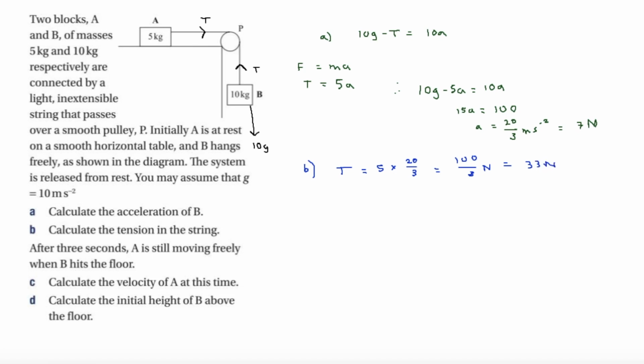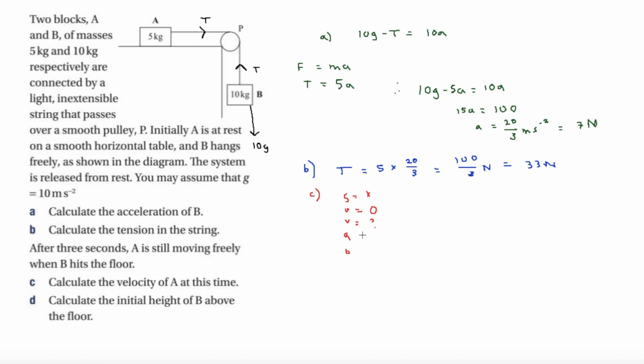Then for C, it asks us to calculate the velocity of A at this time. So this is a SUVAT question. So we'll put our SUVAT here. Now we do not have S. U, we can find out is 0, and that's because it starts at rest. And we're just working with A at the moment. We don't need to consider B. Then V, that is what we're trying to find out, the velocity of A at the time. This is after 3 seconds as well.